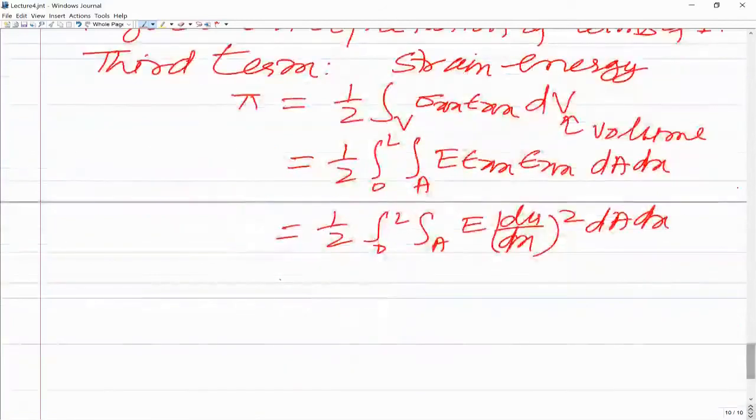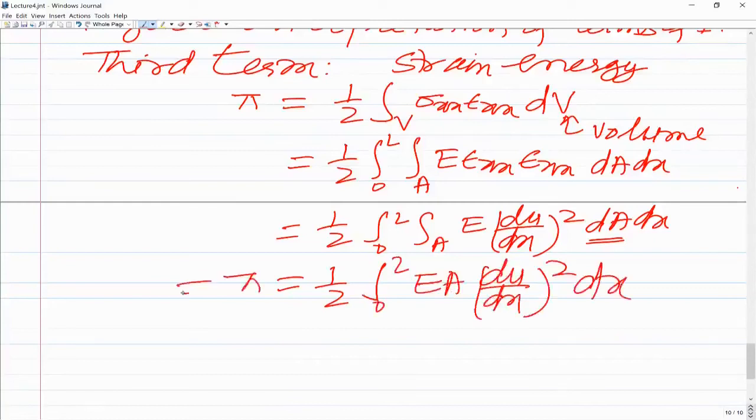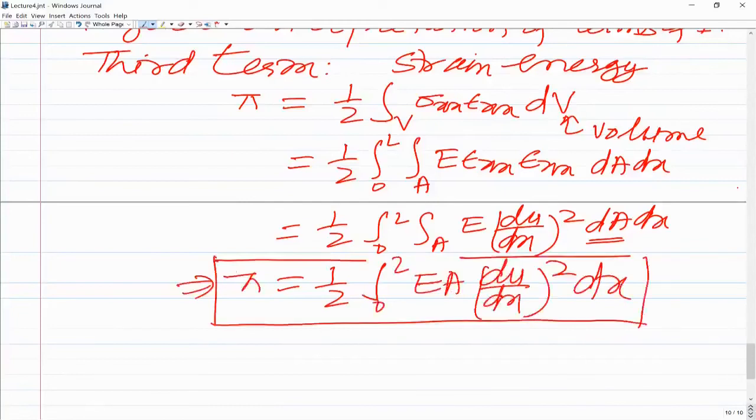Now in this term, E is assumed to be independent of the cross-sectional coordinate, and du by dx is only a function of x. So the integration over the cross-sectional area will simply give you the area. So it would be half integral 0 to L of EA into du by dx whole squared dx. Now you see, this third term is nothing but exactly the strain energy.